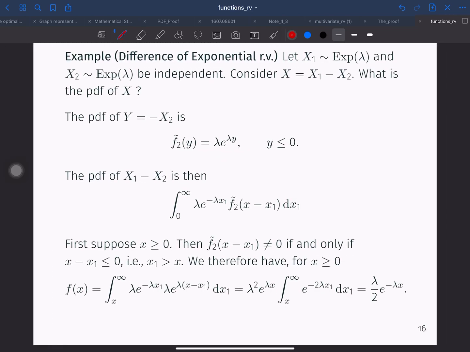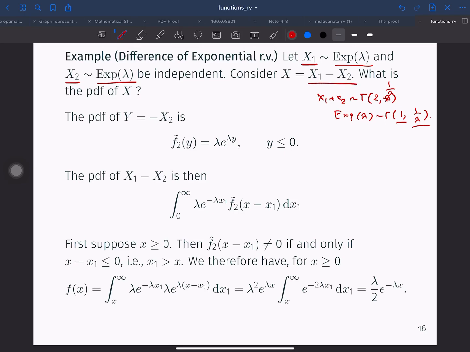Okay, so we have talked about the sum. So let's talk about the difference. I have x1 exponential with rate parameter lambda, and x2 is also exponential with rate parameter lambda. So I know that x1 plus x2 is gamma with shape 2 and scale 1 over lambda, because I know that exponential lambda is gamma with shape 1 and scale 1 over lambda. So what is the distribution of x1 minus x2?